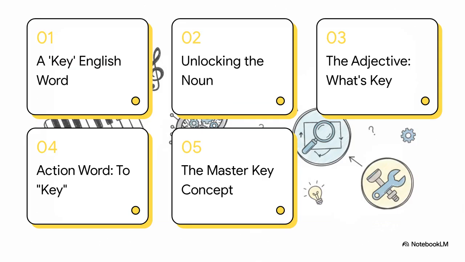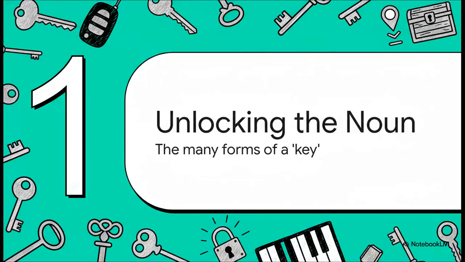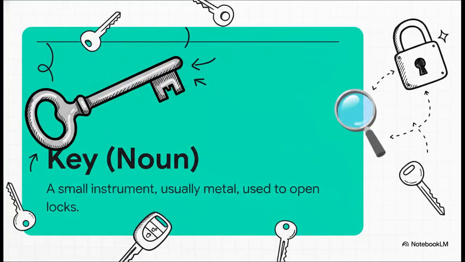Let's find out. Here's our game plan. First, we'll look at key as a noun, then as an adjective, and finally as a verb. And after that, we're going to tie it all together to see why it's pretty much a master key of a word. All right, let's get into our first section, unlocking the noun. We're going to start with the most common way we use key and check out all the different forms it can take. So this is the one we all know, right?